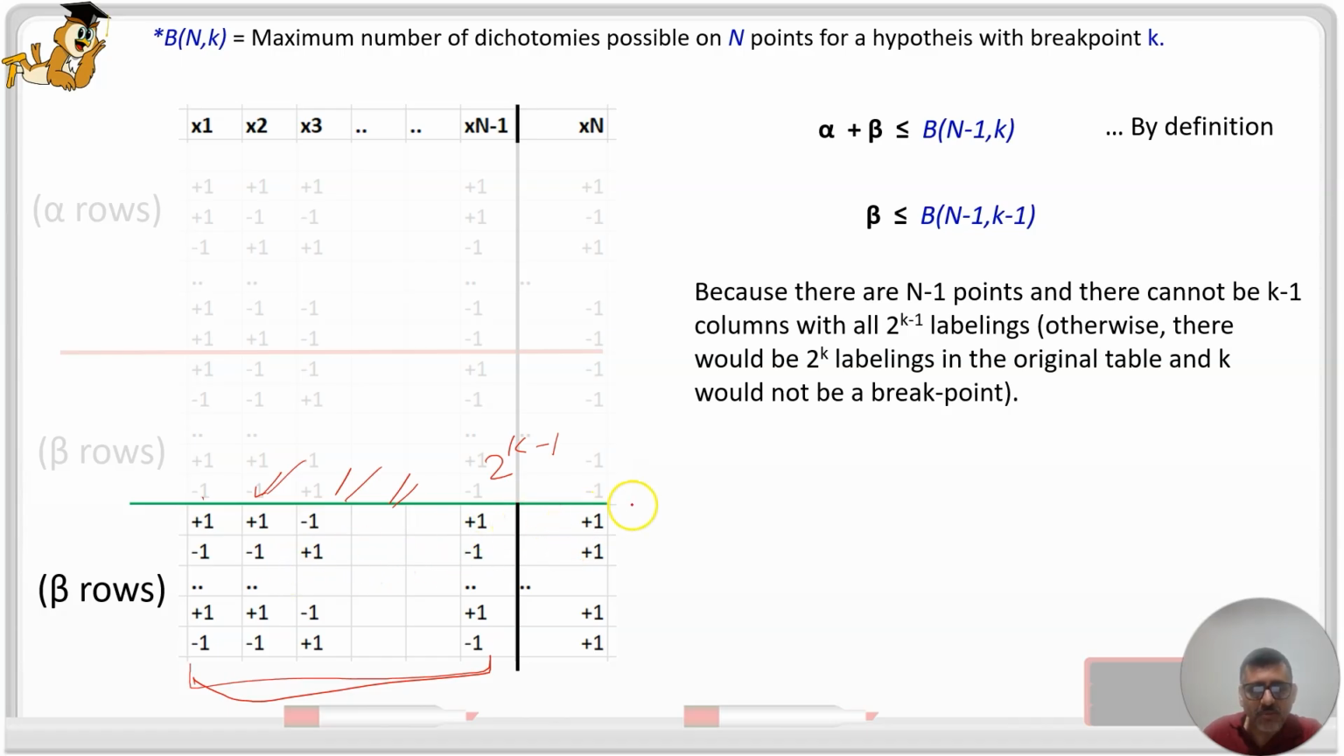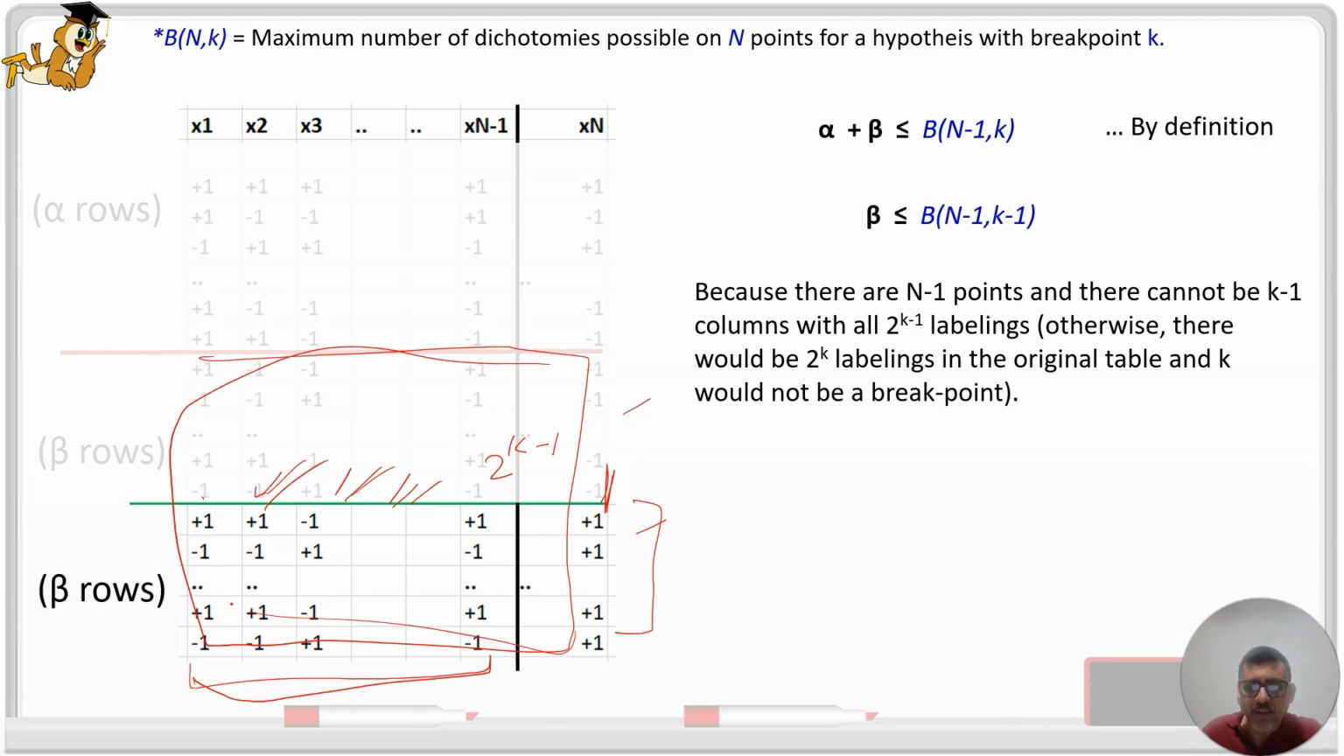Why is that? Because remember, this is one half of the group for which both labelings of the point xn are available, right? So these k minus 1 points plus xn standing as your kth point would give you k points. For in those columns, you would have all the labelings of k points in this group, right? And therefore k would not be a breakpoint of this entire set. That is the logic. And therefore this second argument over here has to be k minus 1.